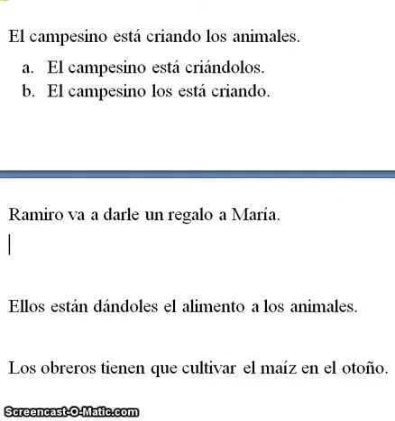Next one. Ramiro va a darle un regalo a María. Okay, so you already have a clarifier here. You see your clarifier? There it is, a María. You have to have a pronoun that goes along with a María. And do you see it in the sentence? It's kind of hiding from you. Right, here it is. It's attached to dar, which is an infinitive. So part of the work has already been done for you.